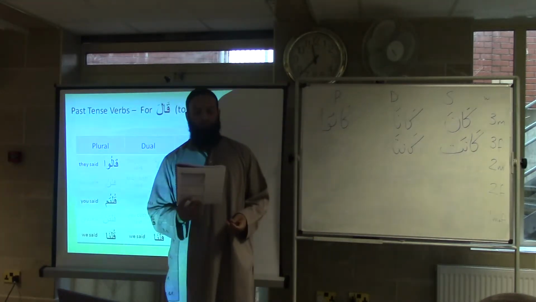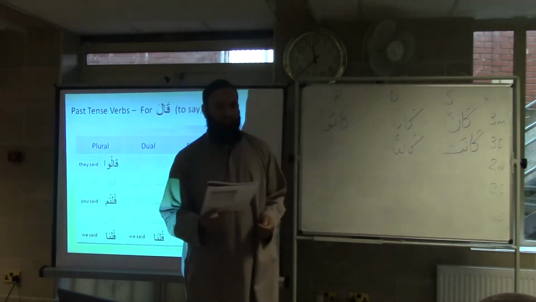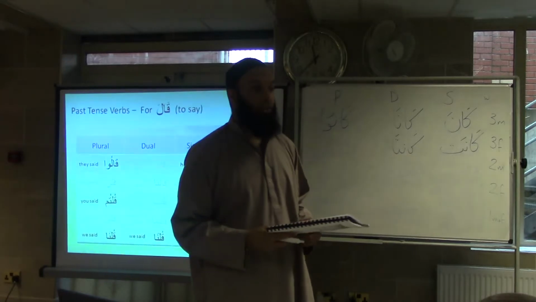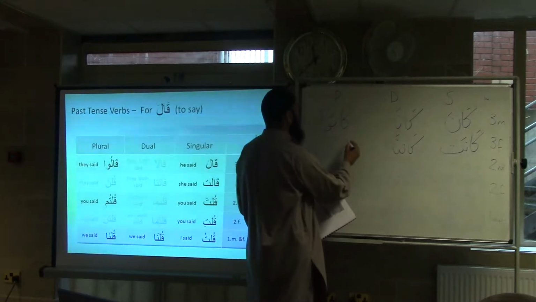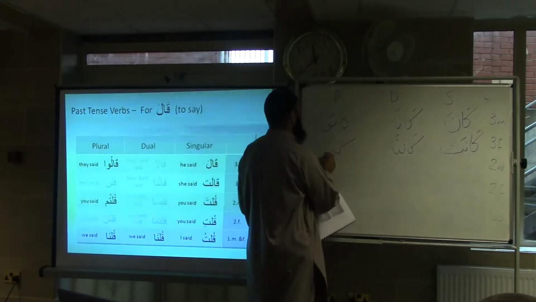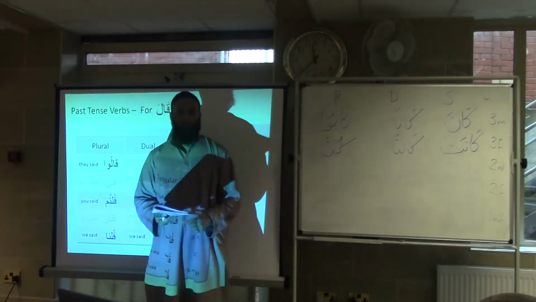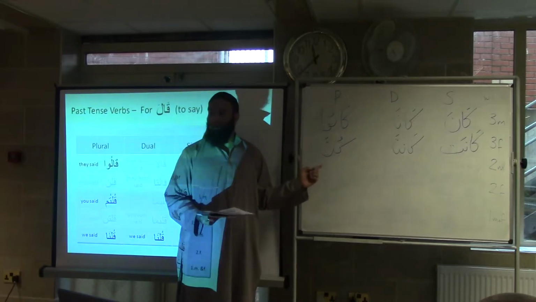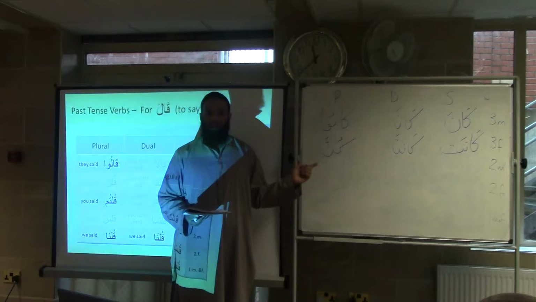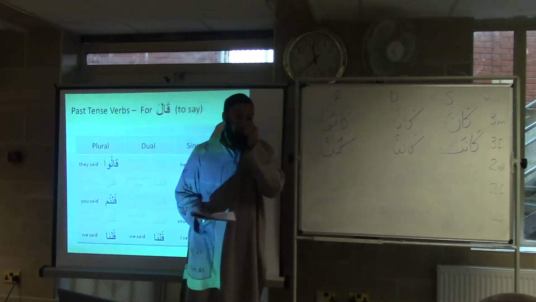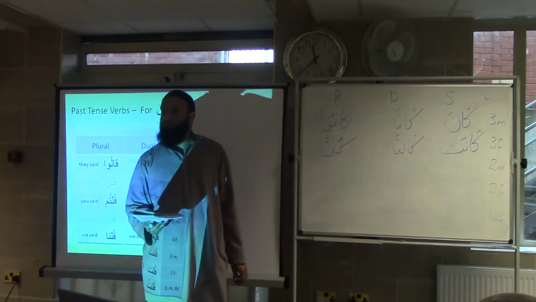And brothers in the front. Kunna. Kunna. Did you look at it? It's going on the kunna pattern. You couldn't figure that out by yourself, because the other one was katabna, wasn't it? Katabna, khalaqna, raja'ta, for example raja'na. This one here, because it's kana, it's kunna. So this is why it's irregular.